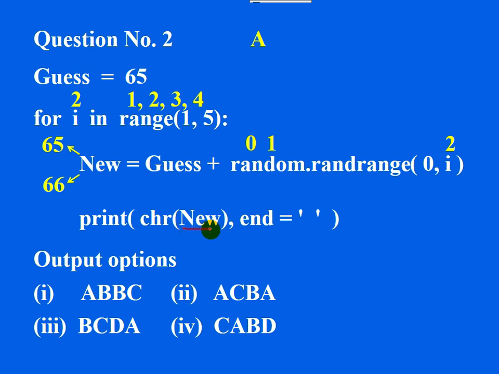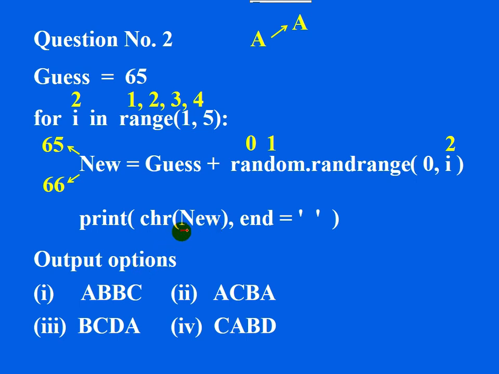Let me substitute new as 65. So 65 displayed in the character format. What answer do you get? You get capital A. Why did you get capital A? Because the character equivalent for 65 is capital A. You remember the concept of ASCII values.